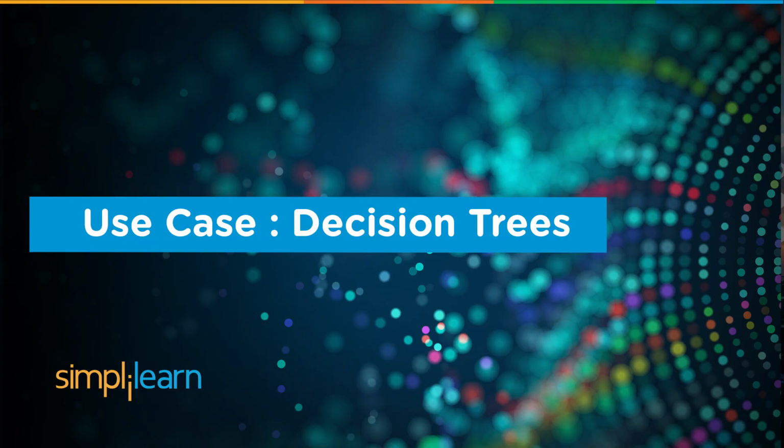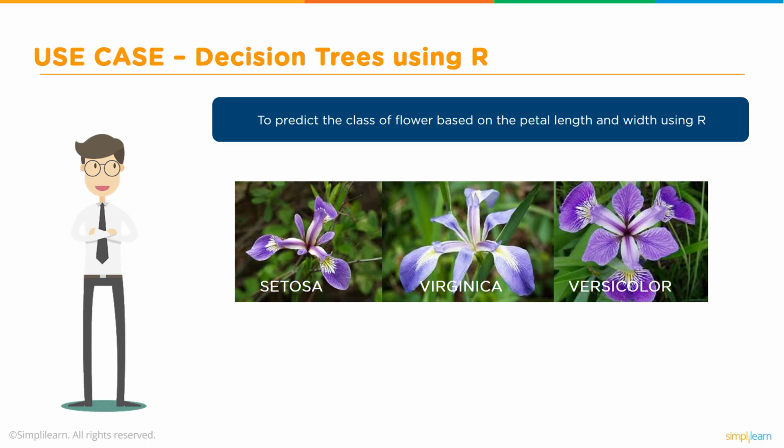So let's take a look at the use case for the decision tree and actually put this into code and see what that looks like as we go from theory to script. We want to predict the class of flower based on the petal length and width using R. And you'll see here we have these beautiful irises, probably the most popular data set for beginning data analysis and statistics. We have the Setosa, the Virginica, and the Versicolor.